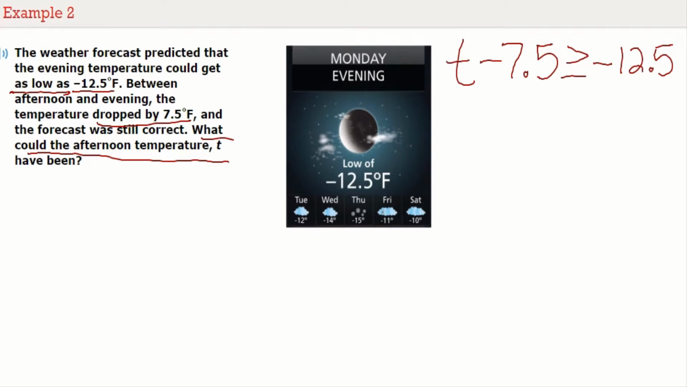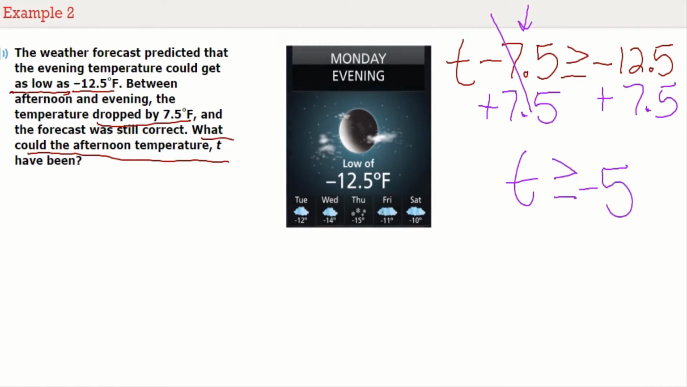To solve this inequality, just like we solve equations, we have to first undo addition and subtraction. Now this 7.5 and that T are connected through subtraction. So the inverse of subtraction is addition. So we have to add 7.5 on both sides. So that cancels out. We're left with T is greater than or equal to -5.